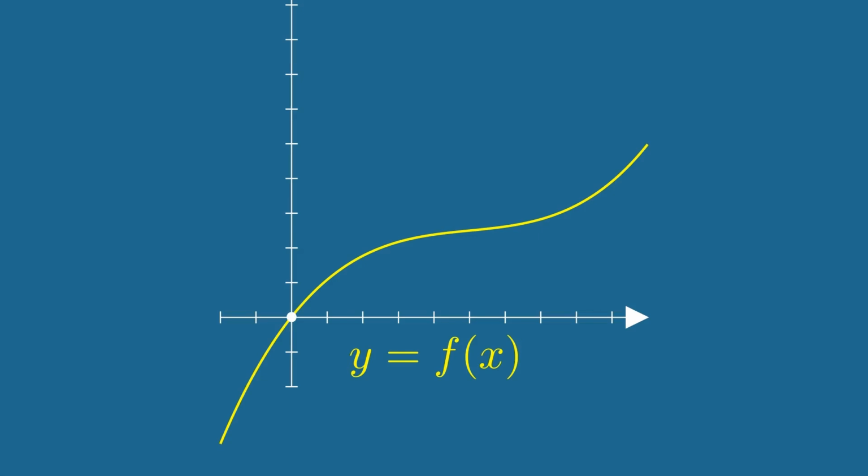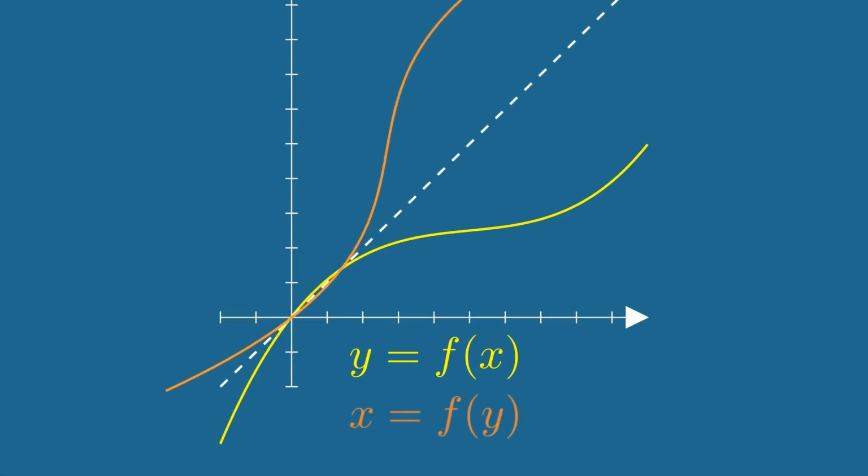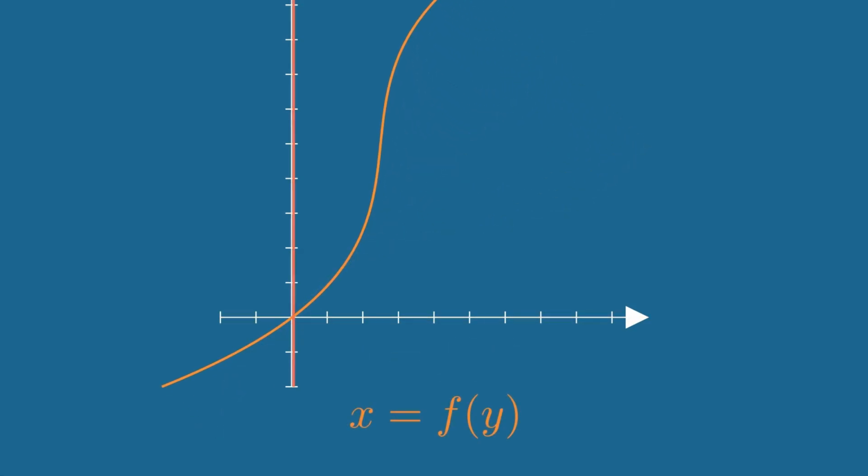Let's graph a one-to-one function. Each unique input has one unique output. It passes the horizontal line test. When we invert it, it is still a function. It passes the vertical line test.